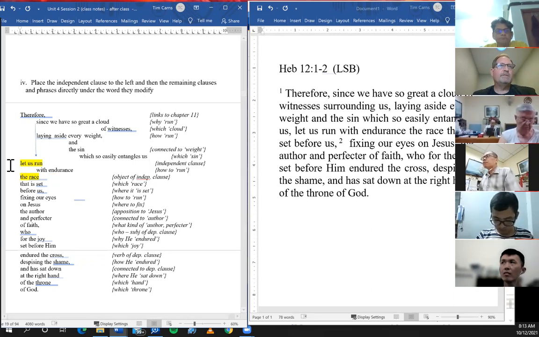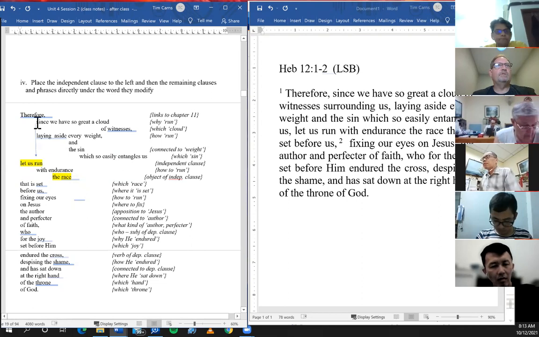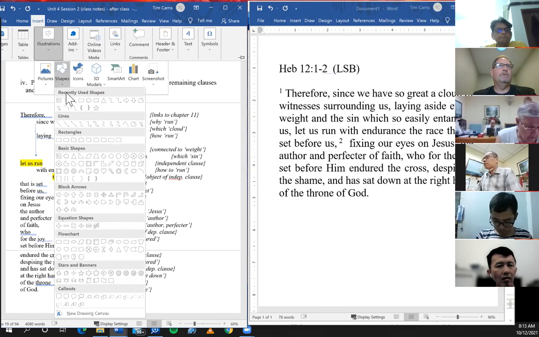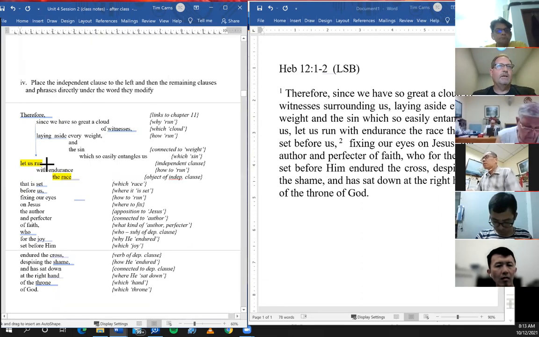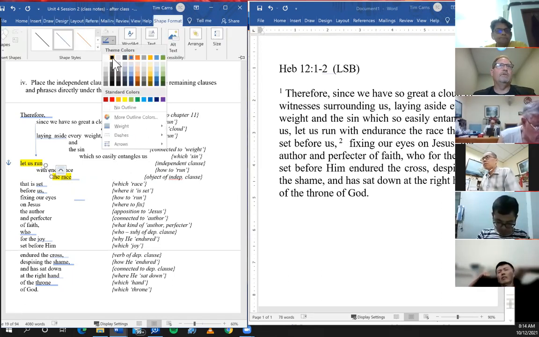And then the race, that is part of the independent clause. So I'm just going to keep that underneath, or sorry, not underneath. I want to keep the word order. So what I do is I typically will just draw a line to connect the full clause here. So run, let us run, and then the race. So that's all one clause. The subject is us, the verb is run, and the object is race. So those all go together.